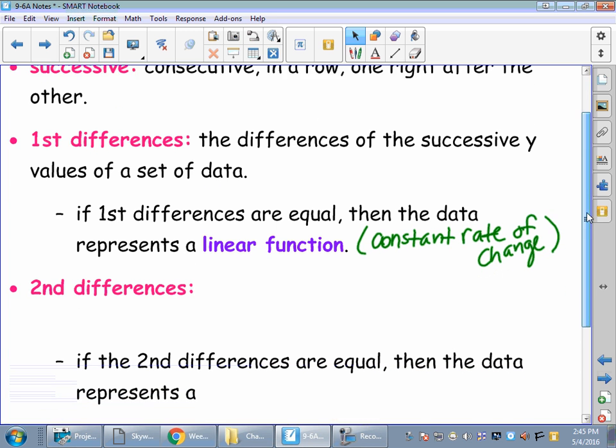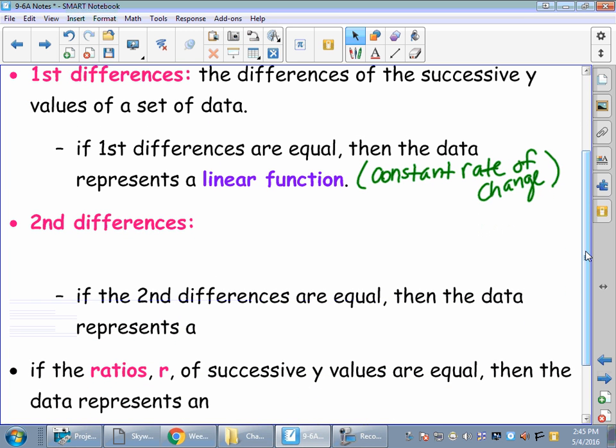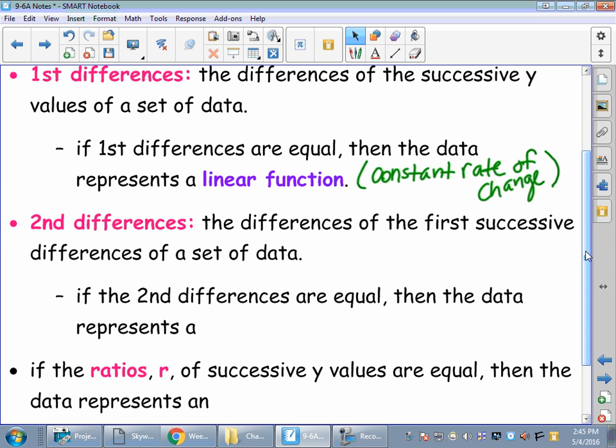However, sometimes it's not the same. So then what we do is we take all of those differences and we subtract the differences from each other. And so we look at the second differences. It's the differences of the differences. And when I'm talking about differences, I'm talking about just a subtraction problem. That's all I'm talking about, the answer to a subtraction problem.